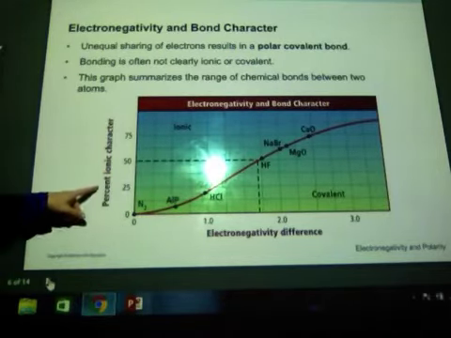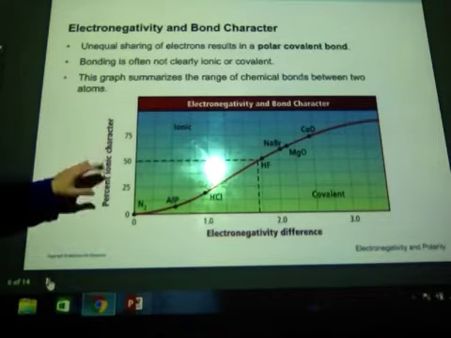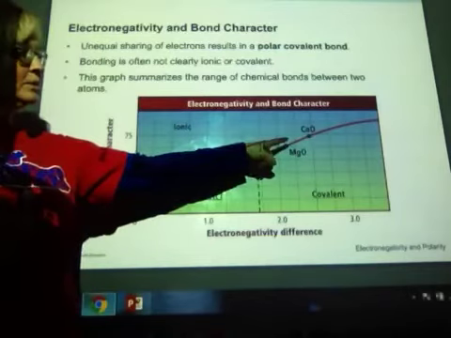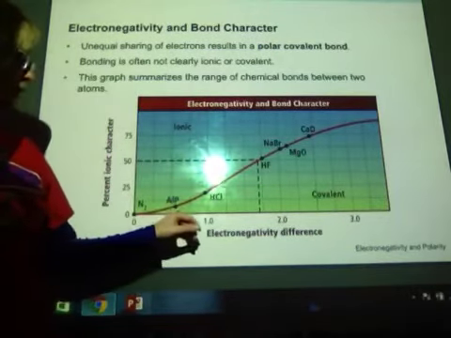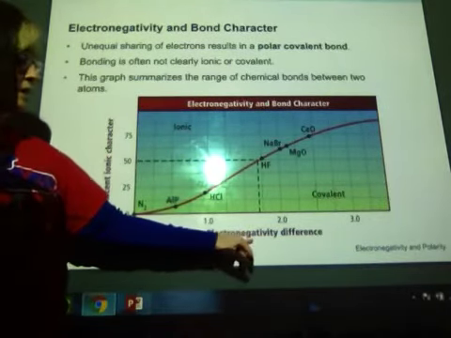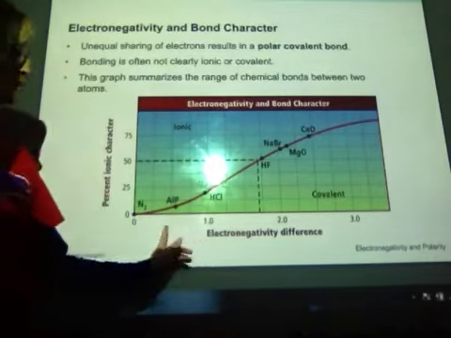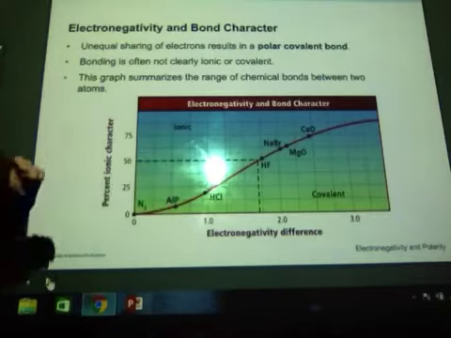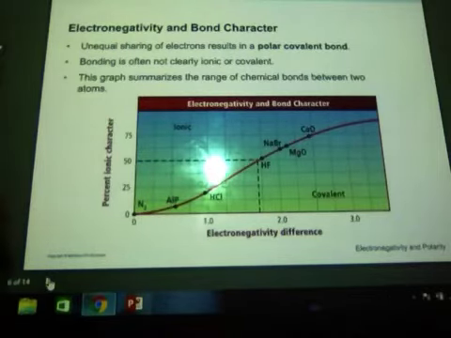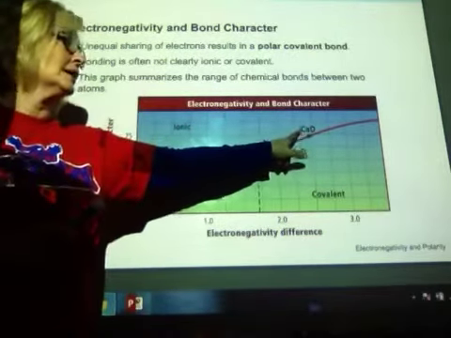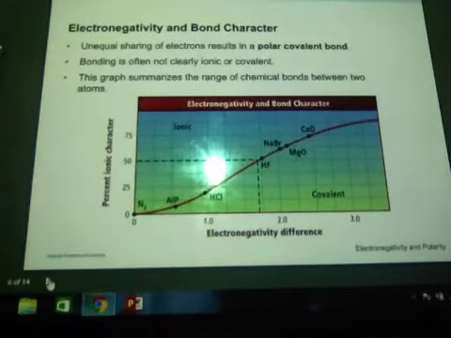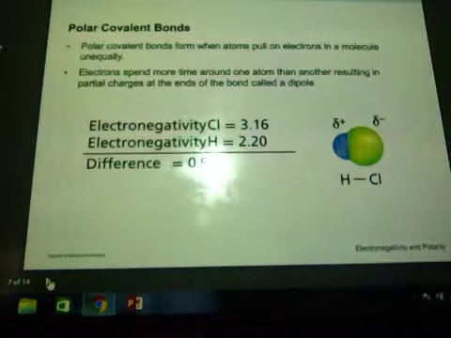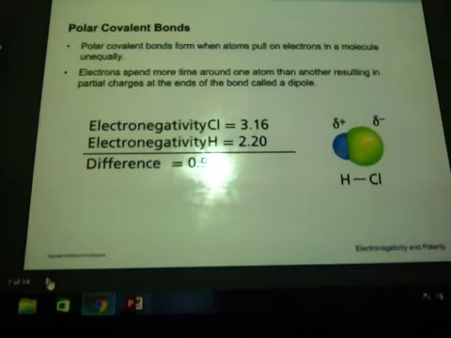So here, percent ionic character, the further to the right I go, the more the electronegativity difference is going to be. The higher up I go, the more ionic it's going to be. So calcium oxide, metal and a nonmetal, going to be strongly ionic in character. Here, I already kind of showed you how to do this.